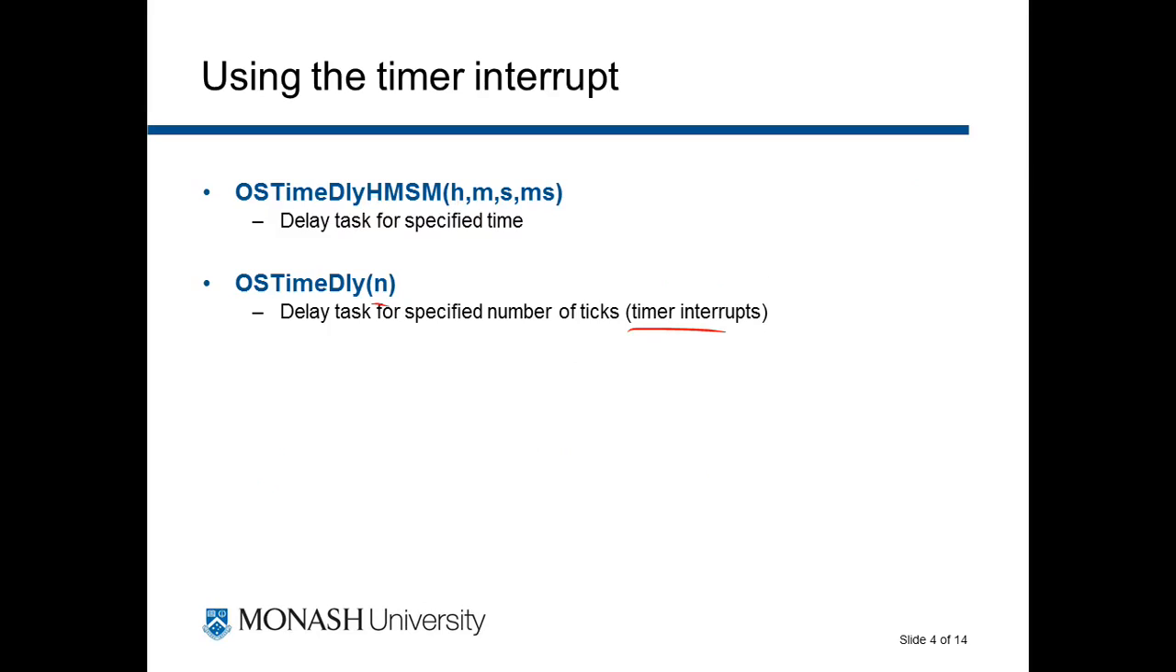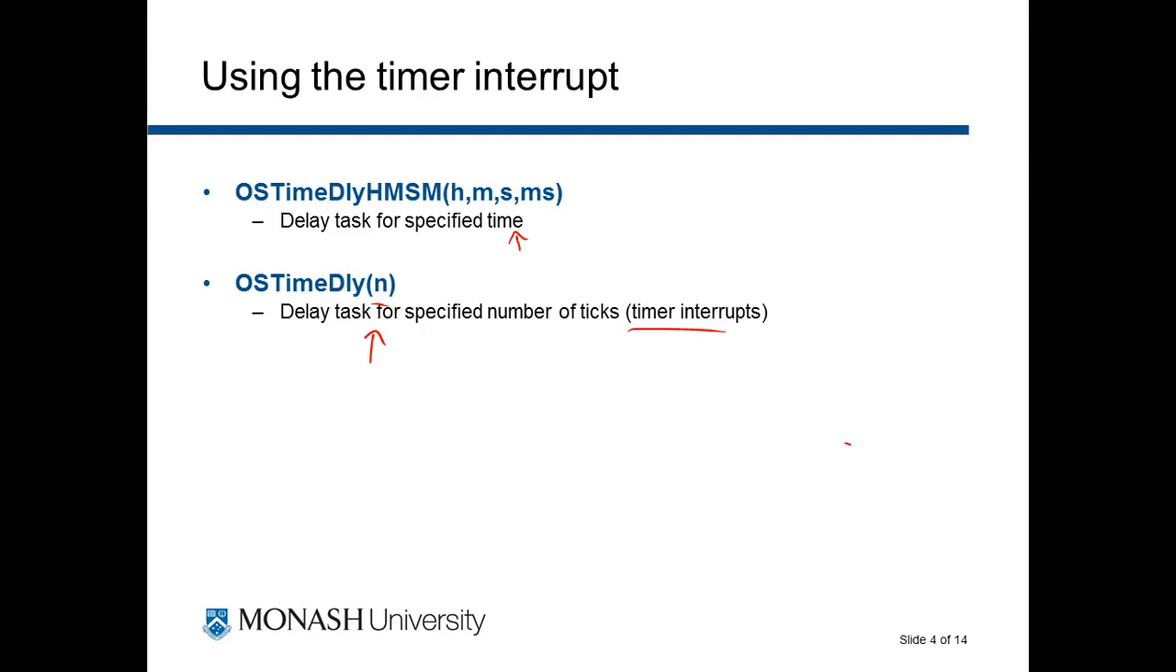The main difference between these two is that the first one's a specified time, so it's going to try and do a second or as close to it as possible, depending on the resolution of what you set up in your config files. This one, with a specified number of ticks, is actually a relative time. You don't actually know exactly how long your time delay is going to be.